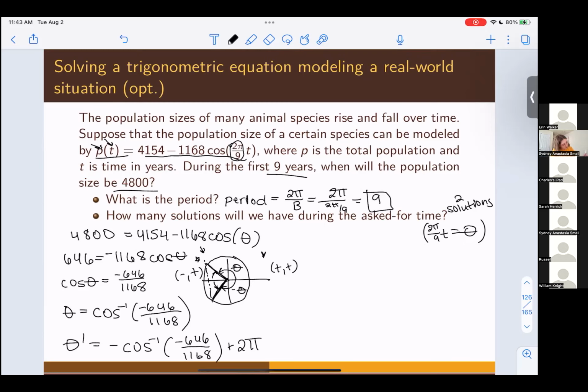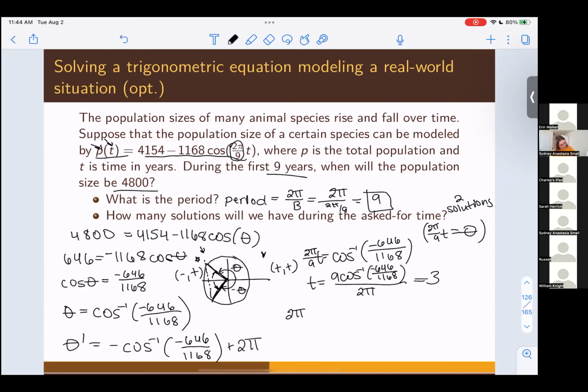So I'm going to remake my substitution for theta and t and solve for t. Doing that, I get that 2 pi ninths t is equal to the inverse cosine of negative 646 over 1168. Solving for t, I get that t is equal to 9 times the inverse cosine of negative 646 over 1168 all over 2 pi. When I plug this in my calculator and round to the nearest year, this is going to be the third year.